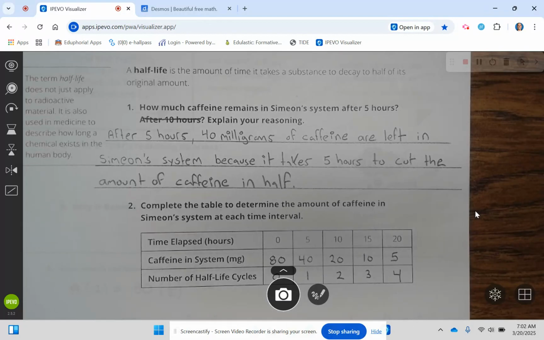1. How much caffeine remains in Simone's system after 5 hours? After 5 hours, 40 milligrams of caffeine are left in Simone's system because it takes 5 hours to cut the amount of caffeine in half.